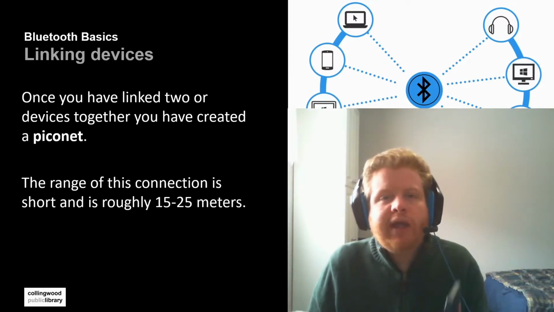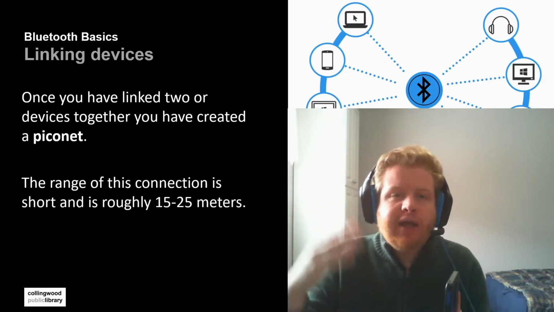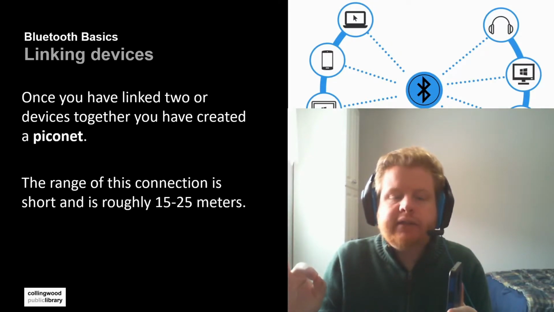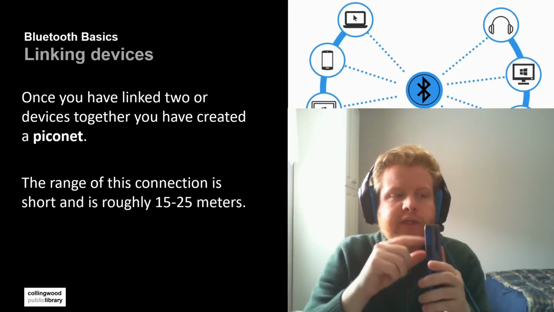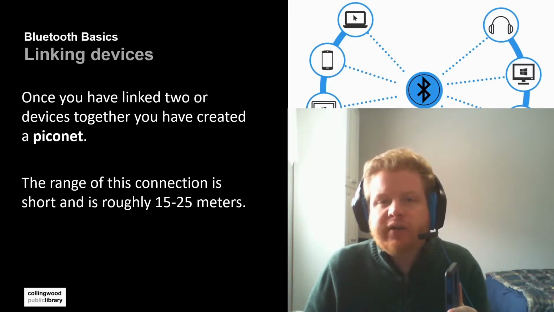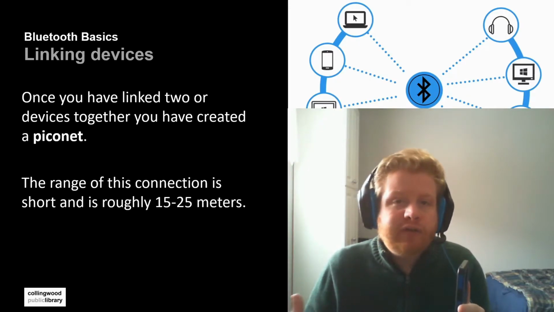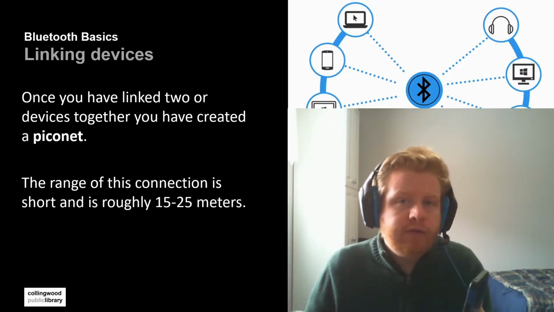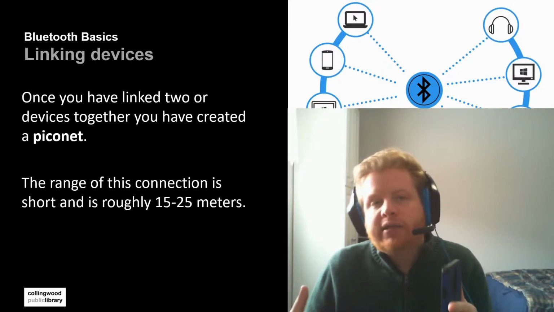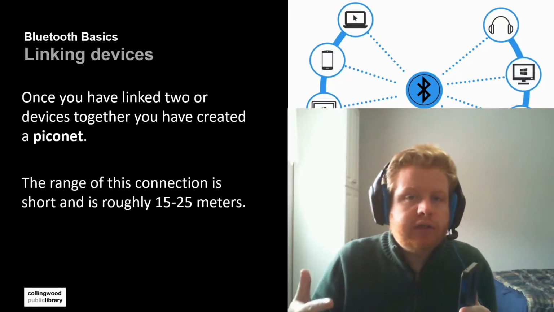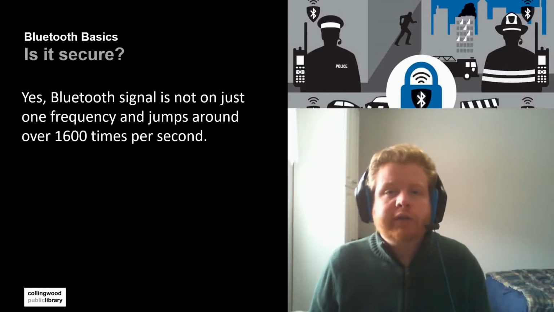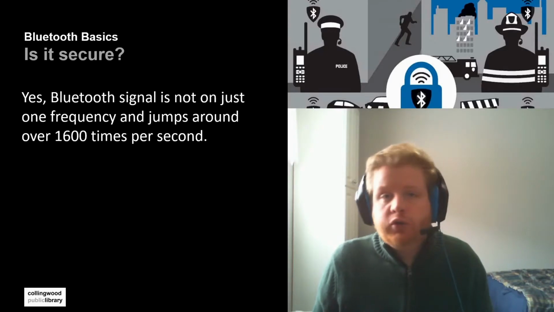Now, once we have our device broadcasting and we have another device receiving, we have connected a link between these two devices, and together they create what's called a Piconet. Now, the range between these two devices is generally going to be short, so roughly about 15 to 25 meters. The reason why it's short compared to Wi-Fi is it's designed that way so it doesn't interfere with other signals being broadcast.